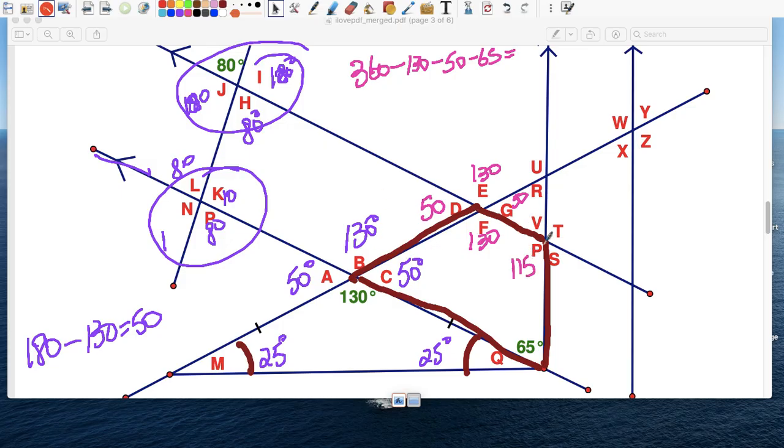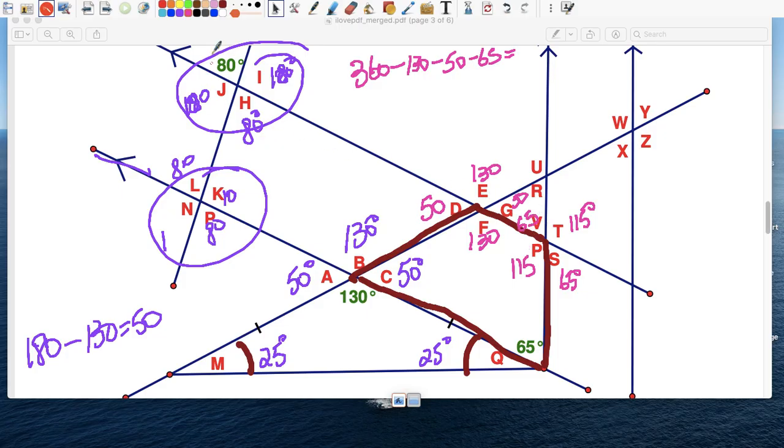So if P is 115, guess what T is? 115. Right? And if you know P and T, well, V and S, just subtract 115 from 180, and you get 65. So this guy's 65, and this guy's 65.